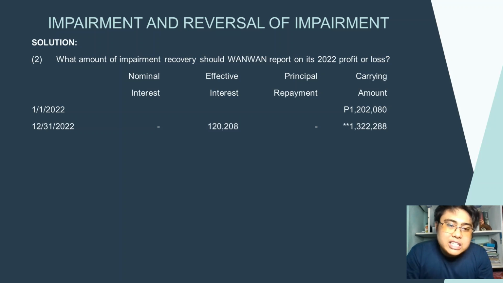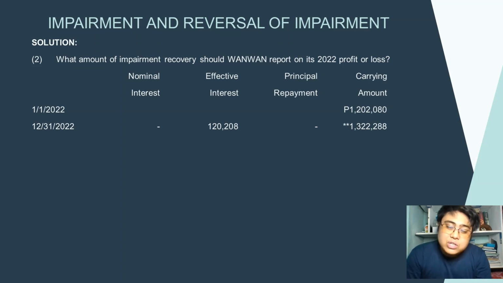Ang nominal interest mo, unlike nung previous years, meron, this time, wala na. Bakit? Kasi sinabi ng problem, di ba, hindi niya na kayang magbayad ng future nominal interest. Pero syempre, meron pa ring effective interest. Kasi lahat ng bagay na kino-compute at present value, meron niyang kasamang effective interest. And again, our effective interest is 10% ng previous carrying amount, which is 1.2 million. Therefore, our effective interest is 120,208.